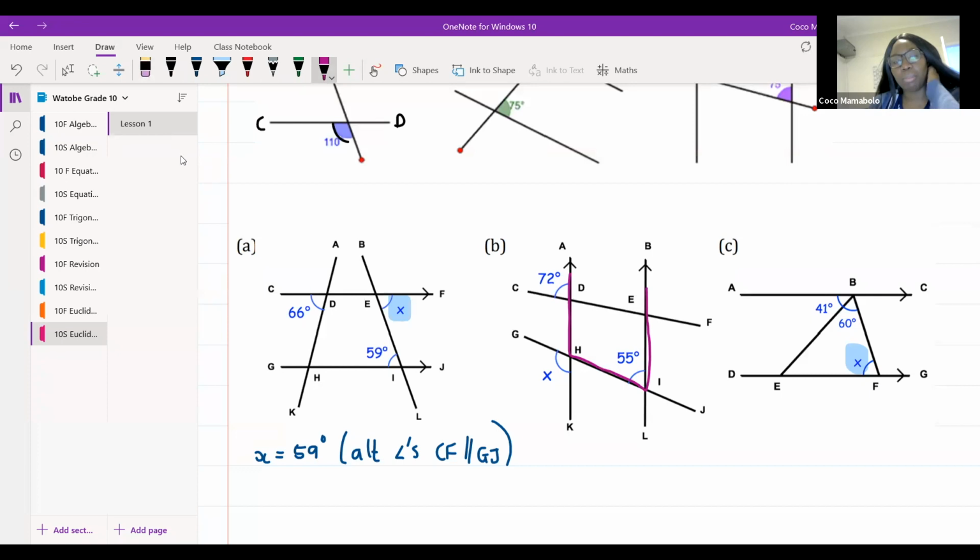Prudence, I agree with your answer 100%. Marula, what were you gonna say? 72 is vertically opposite, 72. Okay, so 72 over here would be vertically opposite, yeah. And then alternate angles to connect. And again, Marula, I'm gonna say alternate angles would work if these two were parallel, but that's okay. That's okay.